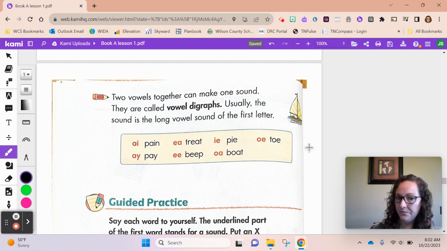All right. Now, remember how I talked about in the first consonant digraphs that there would never be a vowel? Well, now we do have vowel digraphs. So it says two vowels together can make one sound. They are called vowel digraphs. Usually the sound is the long vowel sound of the first letter.